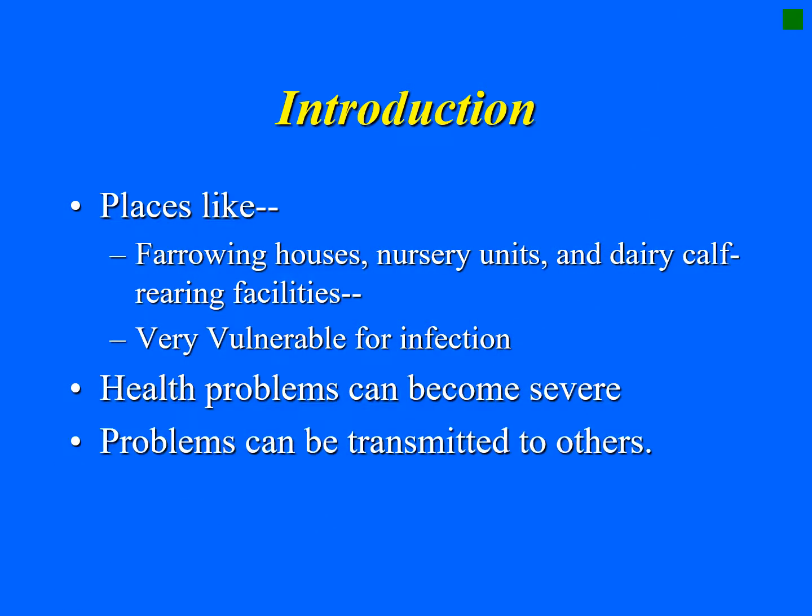So what are we worried about? Disinfection and disinfectants. If you're dealing with places like farrowing houses, nursery units, a dairy calf rearing facility, or get into the food industry, anything, a processing room, slaughter floor, all those things, sanitation becomes very important. Any place you have a live animal is a place that's very vulnerable for potential infection. If we don't address the sanitary issues within that place and how it's disinfected and cleaned, health problems could become severe for livestock. And then you could have a disease that is transmitted to another animal or even to a human.